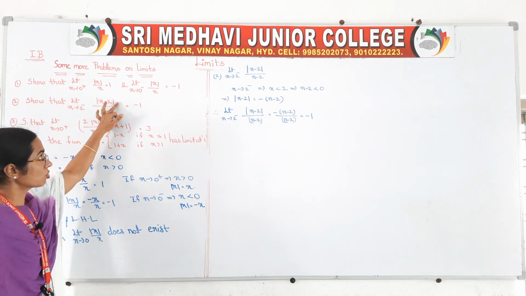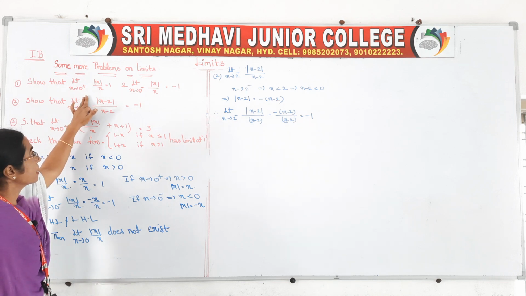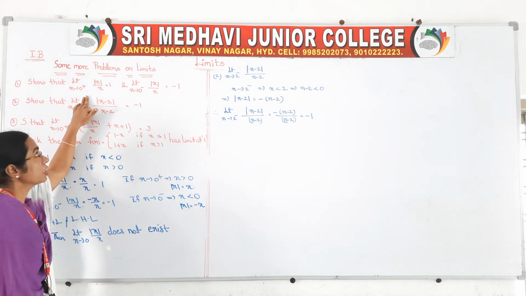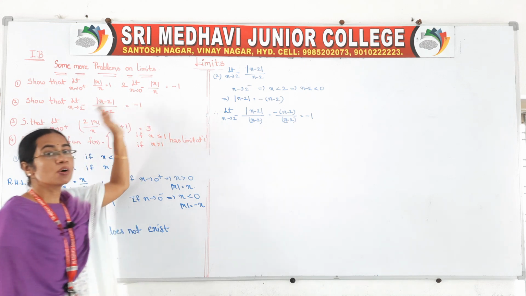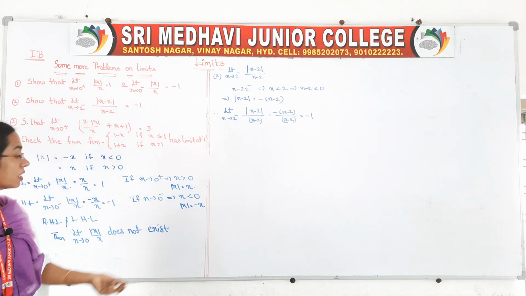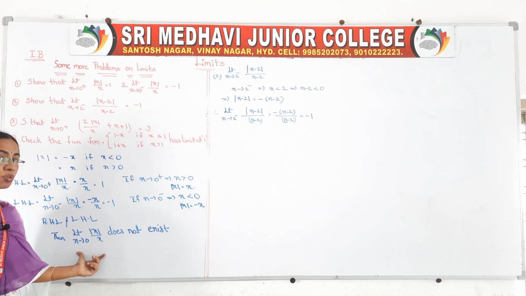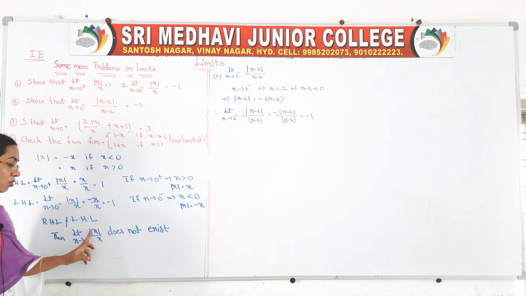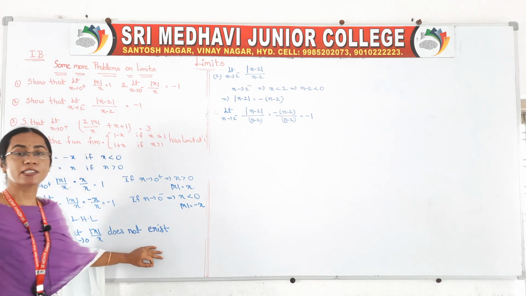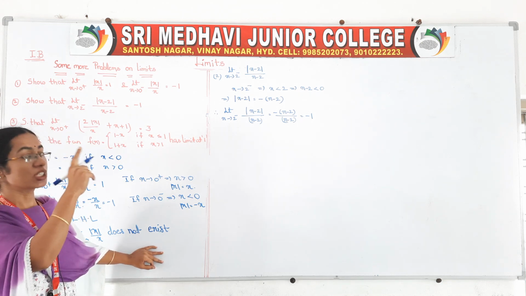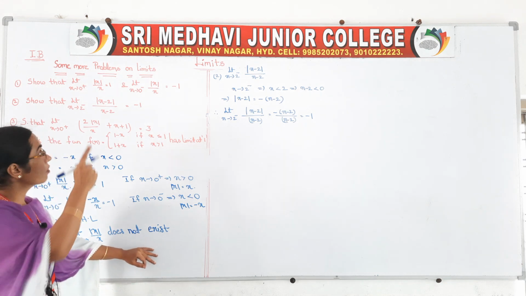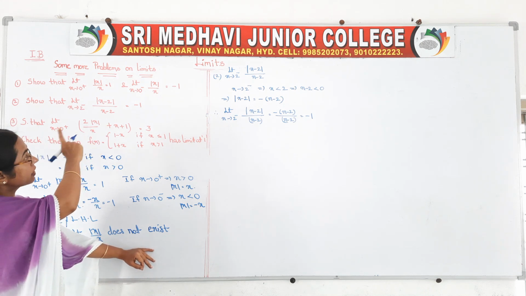Actually, in the first question, we have to show that the right hand limit is equal to 1 and the left hand limit is equal to minus 1. Sometimes they will ask the question, show that limit x tends to 0 of mod x by x does not exist. That question can be asked like that also. The first question can be asked in 2 ways.